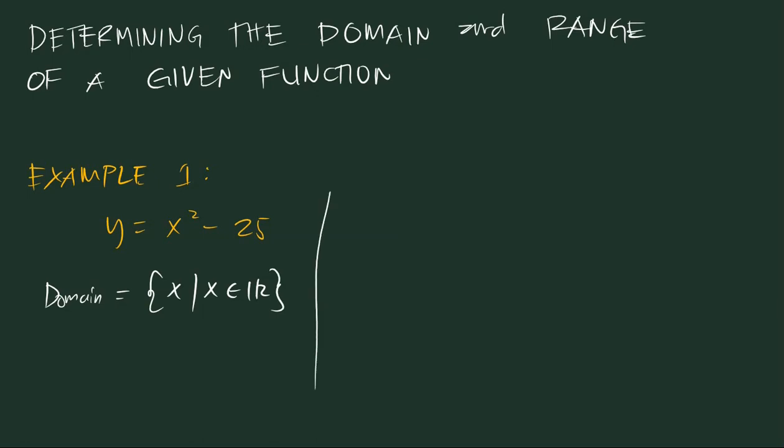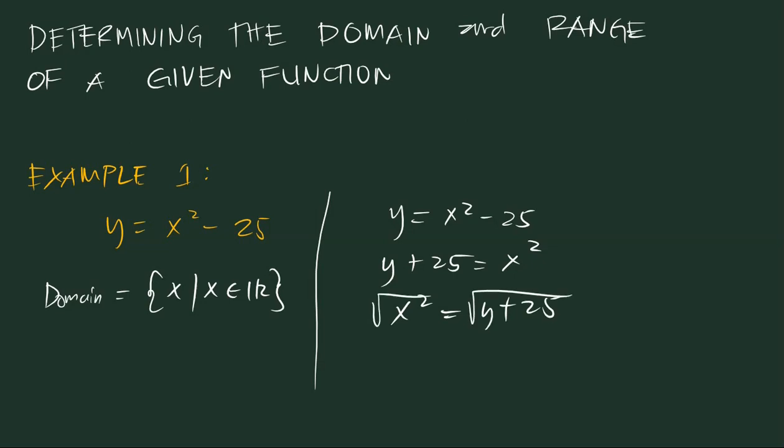Okay. So in finding the range, let's convert this equation in terms of y. Let's copy it first. Let's add 25 to both sides, and then we'll just reverse it: x squared is equal to y plus 25. Using square root, we can then get x is equal to positive negative square root of y plus 25.